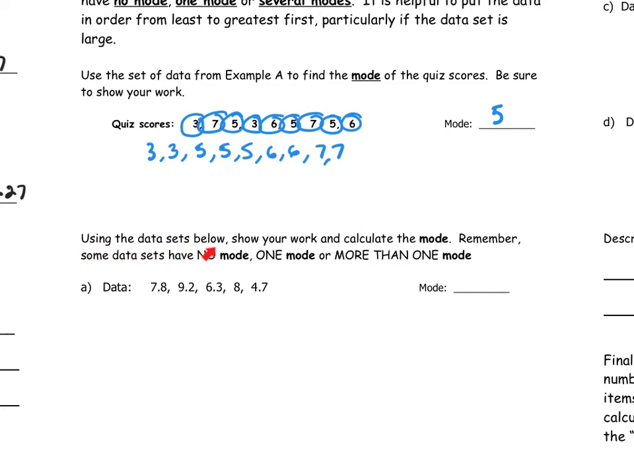It says, using the data set below, show your work and calculate the mode. Remember, some sets of data have no mode, one mode, like we had here, or more than one mode. So if we look at this next example and put them in order, we have 5 and 7 tenths, followed by 6 and 3 tenths, 7 and 8 tenths, 8 and 9 and 2 tenths. And you can see that no number is repeated. Therefore, there's no mode. So we have to be cautious. We don't want to put 0 because 0 is actually a digit. So we want to write that there's no mode. We don't want to use 0.